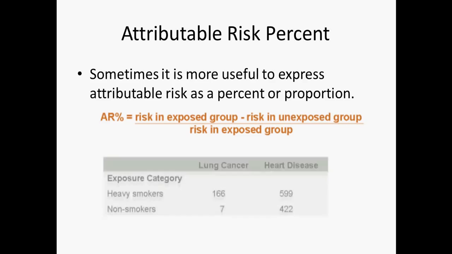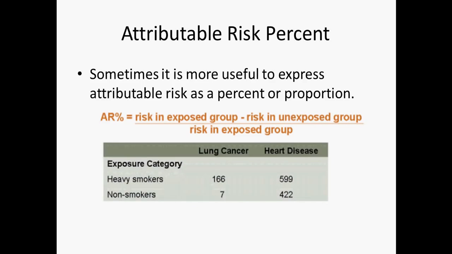So, for the same example we looked at earlier, that is the example of the British physician study about lung cancer and smoking. If we calculate the lung cancer attributable risk proportion, which we can get by putting these figures in this formula, we get 166 minus 7 over 166. So the answer we get here is 96%.